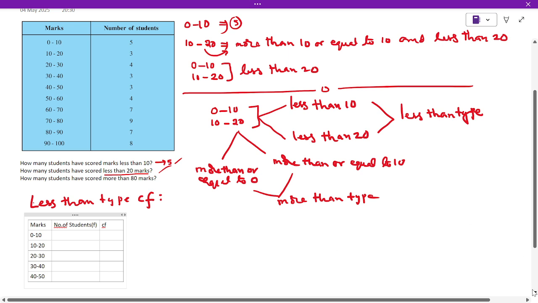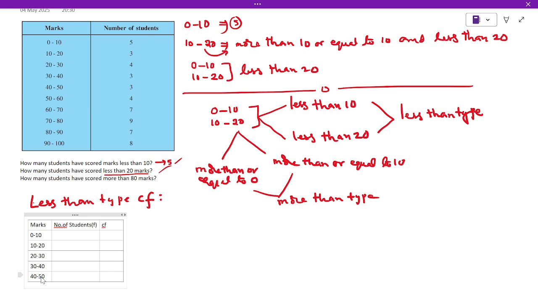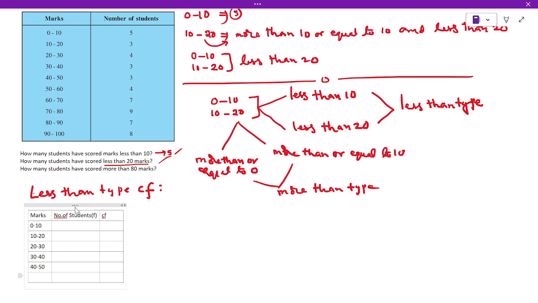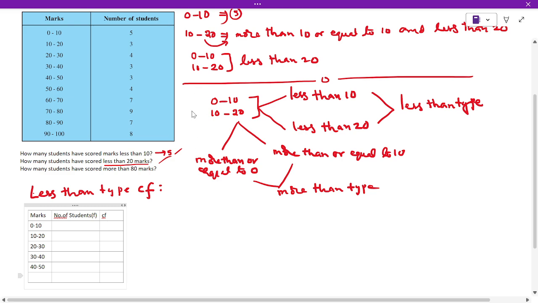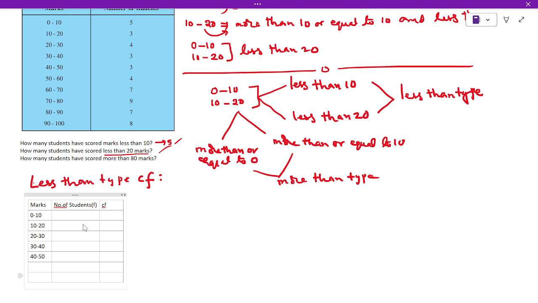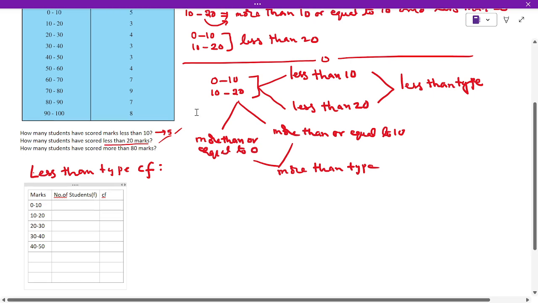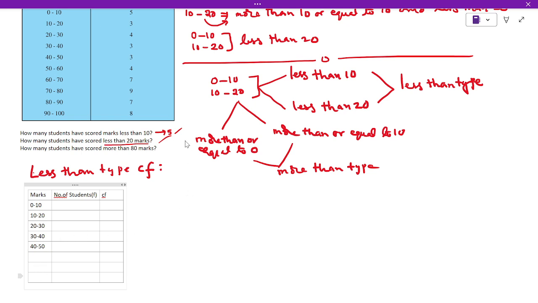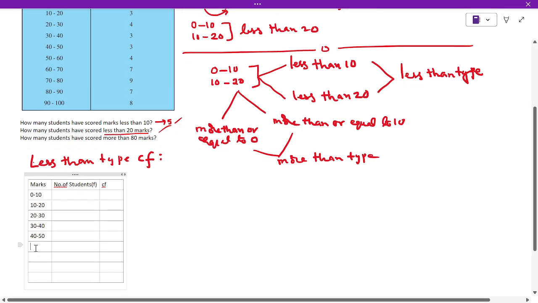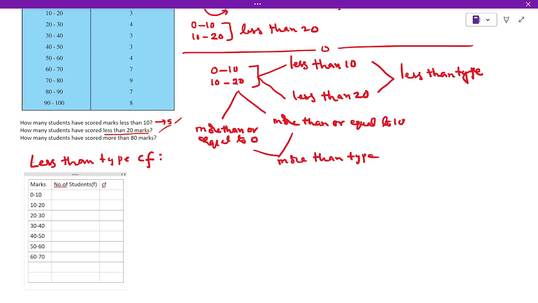So let us insert more rows. Below this is 50 to 60, 60 to 70, 70 to 80, 80 to 90, and the last one 90 to 100.